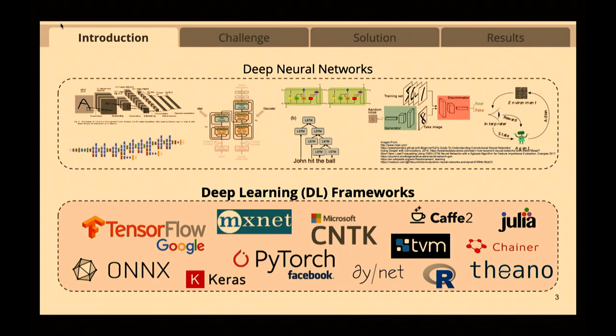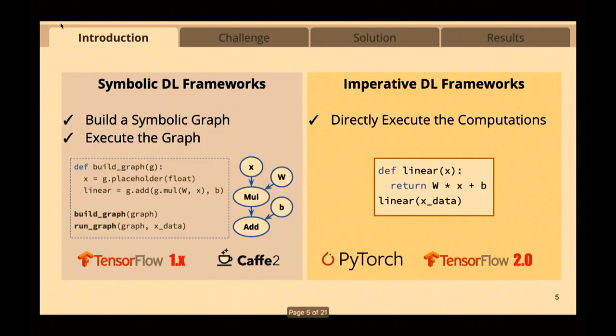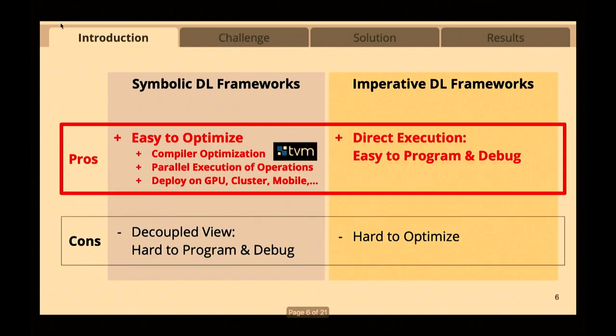Recent deep learning frameworks can be classified into two categories, symbolic and imperative, based on how the frameworks represent and execute the computation. In symbolic deep learning frameworks, users first build symbolic data flow graphs, and then the graph is executed later separately. On the other hand, in imperative deep learning frameworks, the computation is directly executed. Each of the frameworks has its own advantage and limitation.